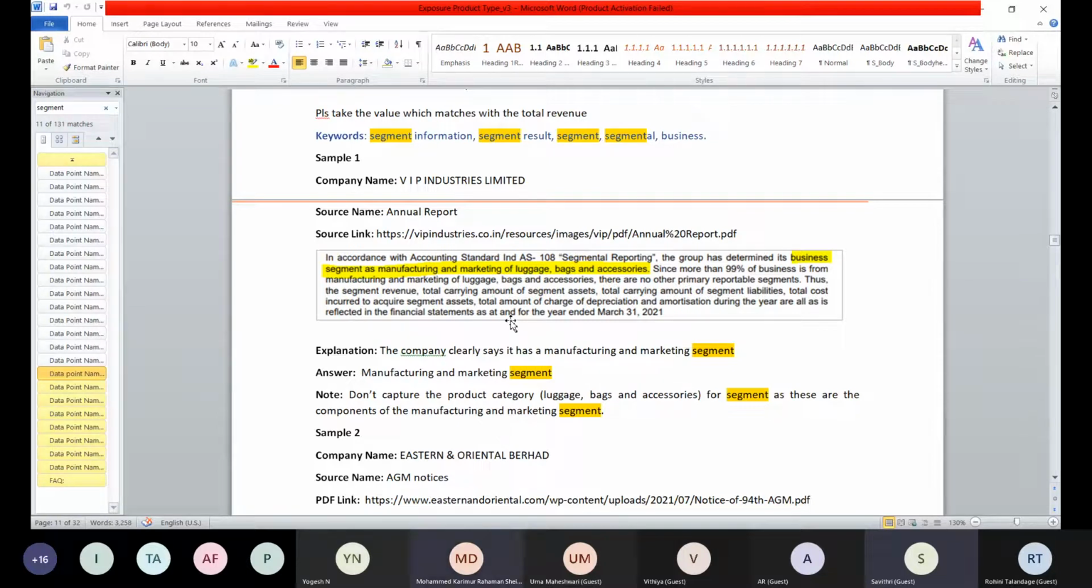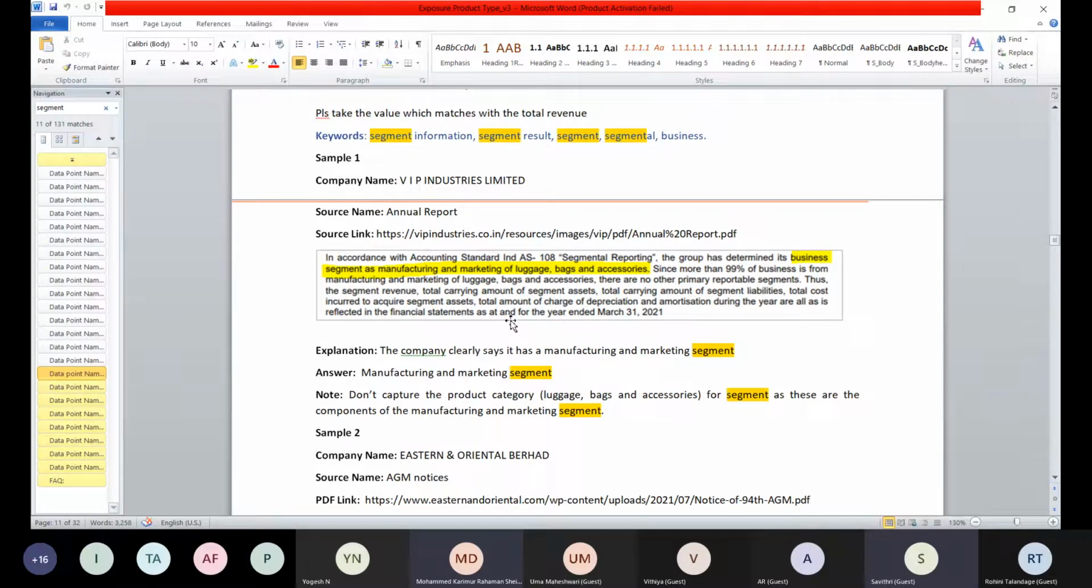Because they are saying that since more than 99 percent of business is from manufacturing and marketing of luggage, bags and accessories, there are no other primary reportable segments. So by seeing these three lines, we come to a conclusion that there is only one business the company is doing, which is manufacturing and marketing of luggage, bags and accessories. There are no other segments. They were not into any other businesses.